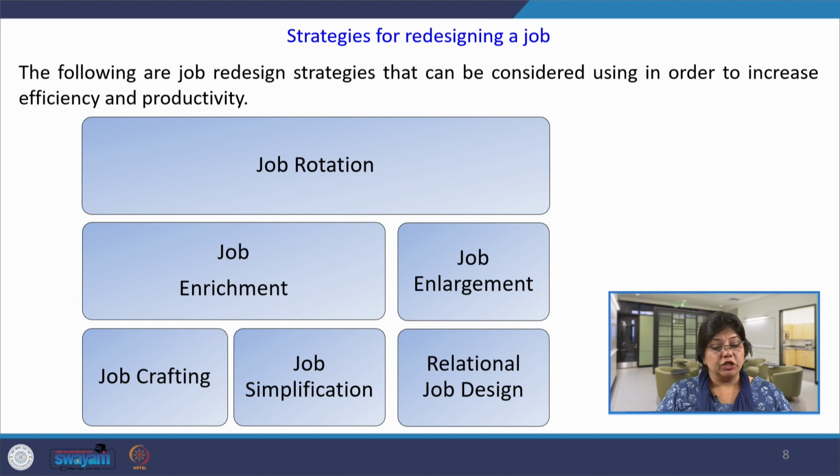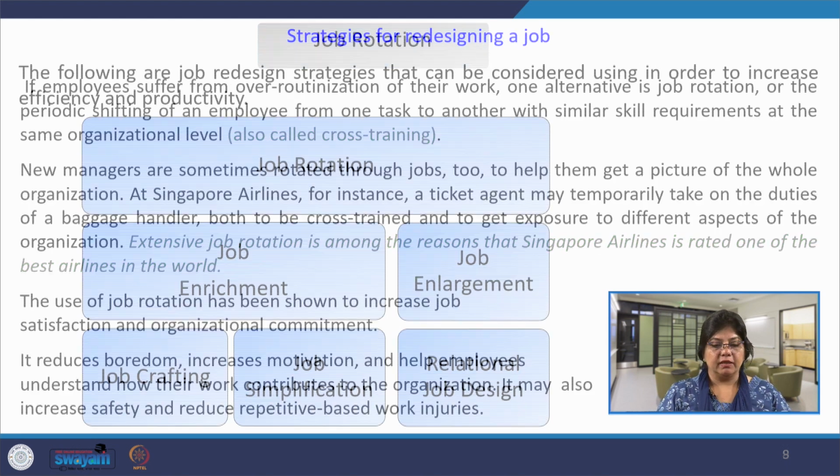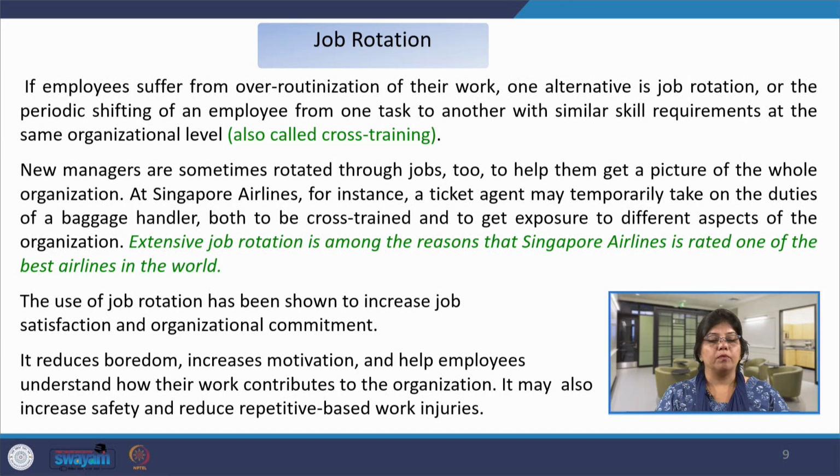The first is job rotation, then job enrichment, job enlargement, job crafting, job simplification and relational job design. But to mention, the ultimate aim of these strategies of redesigning is to increase efficiency and productivity. So, we will talk about these strategies very briefly in the next slides, starting with job rotation.